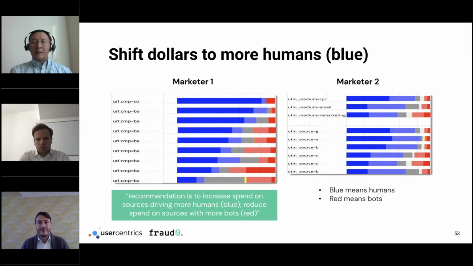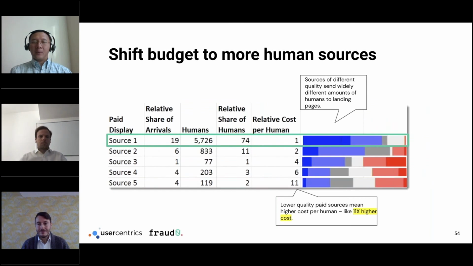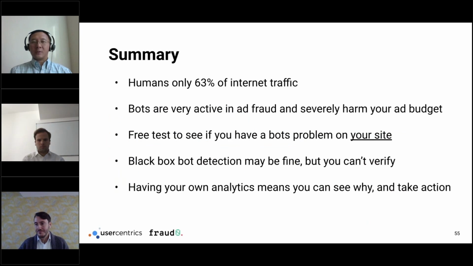And then finally, we can compare different sources. Some have higher dark blue, which means more humans, and others have less, and then others have more dark red. So you can actually shift your budget allocation across these different sources. And then finally, you can shift your dollars to more human sources.